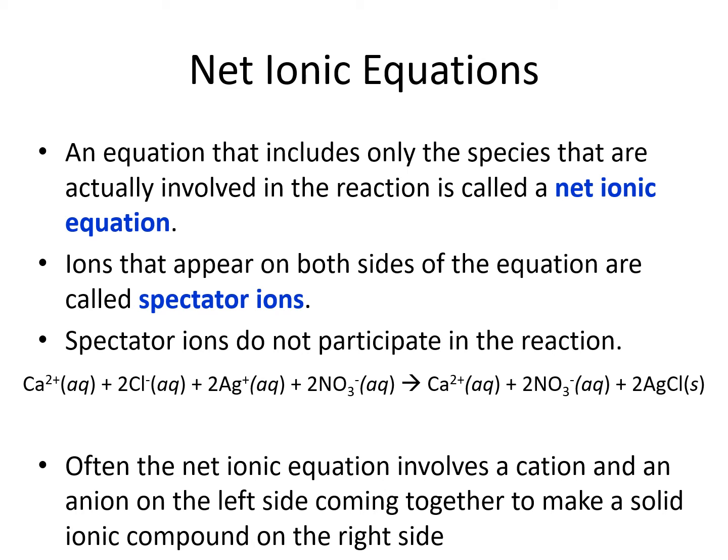We can find the spectator ions by looking for the things that appear on both sides. In this equation, we have calcium ions on both sides, and we have 2 nitrate ions on each side, so we can cross them out. Everything that's left is going to make up the net ionic equation, the things that are actually doing the reacting. In this case, we've got 2 chloride ions and 2 silver ions on the left, reacting together to make 2 silver chloride solids on the right.